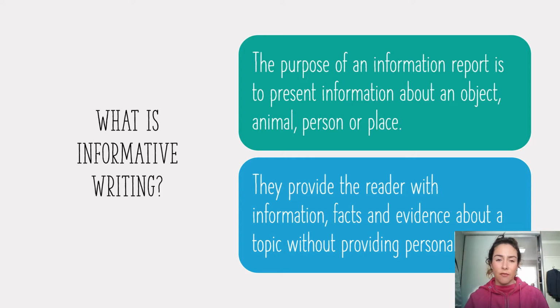So let's have a look at the definition of an information report, which is a specific text type of informative writing. The purpose of an information report is to present information about an object, animal, person, or place. And it provides the reader with information, facts, and evidence about a topic without providing a personal opinion. So last term, when we were looking at persuasive writing, we spoke a lot about our opinion to do with things. In informative writing, we don't want to know what your opinion is. For example, we don't want to see sentences like, I like the cat very much. We just want to know the facts about the cat.